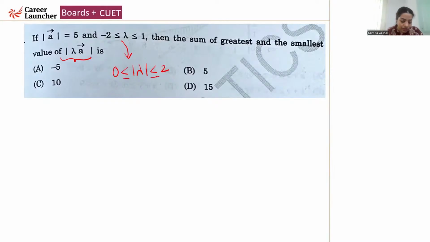Now why are we doing this? Because when I find its value, I can write them separately like this. And lambda is a constant, which is in between these two values. So we can say that the smallest value is 0, because the least value of lambda will be 0. And the maximum value will be 2. So how much is going to be the greatest value? It is going to be 10. So the sum of greatest and smallest is going to be simply option number C, which is 10.